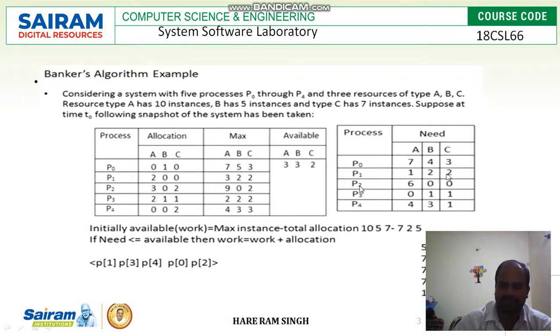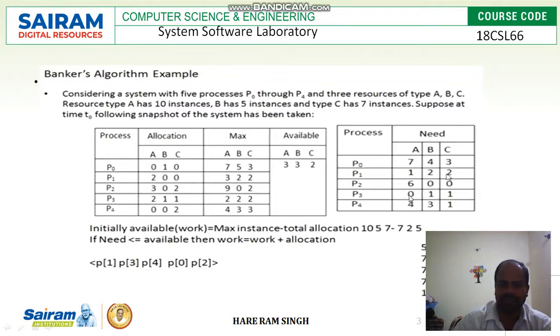Next, what is left is P2. So P2's need will be checked. 6 is less than 7, 0 is less than 5, 0 is less than 5. Yes, so it is completed. P2 is complete. P2's need can be satisfied because its need is less than the available matrix.